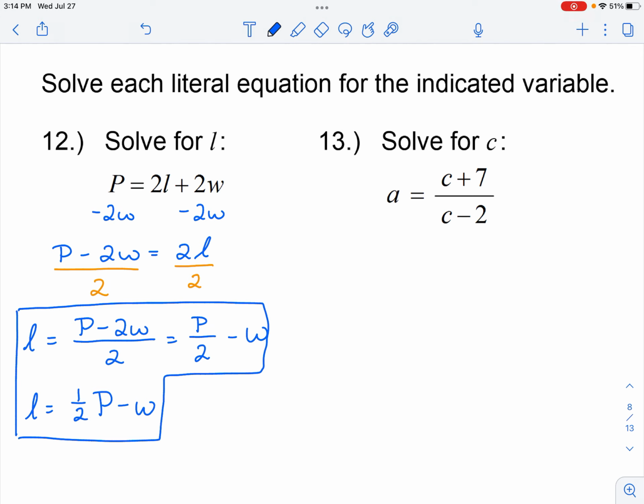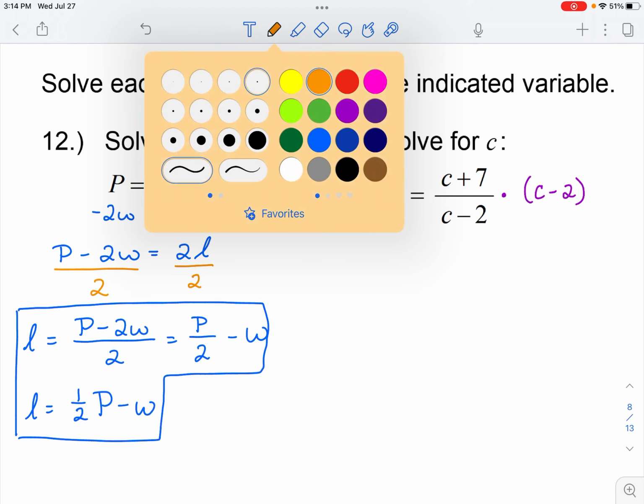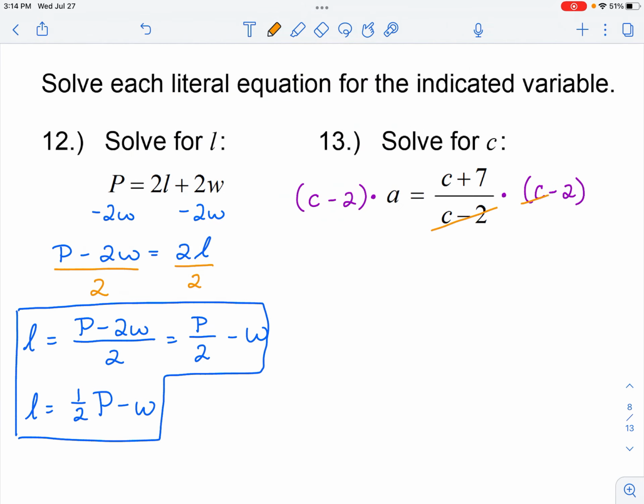Now, number 13 says to solve for C. Well, that's great. I see two different C's, though, and that's the problem. And I see a fraction, and generally we don't like fractions. So what I'm going to do is multiply both sides by the denominator, C minus 2. Okay, and what that allows me to do is cancel off the C minus 2 on the right-hand side.